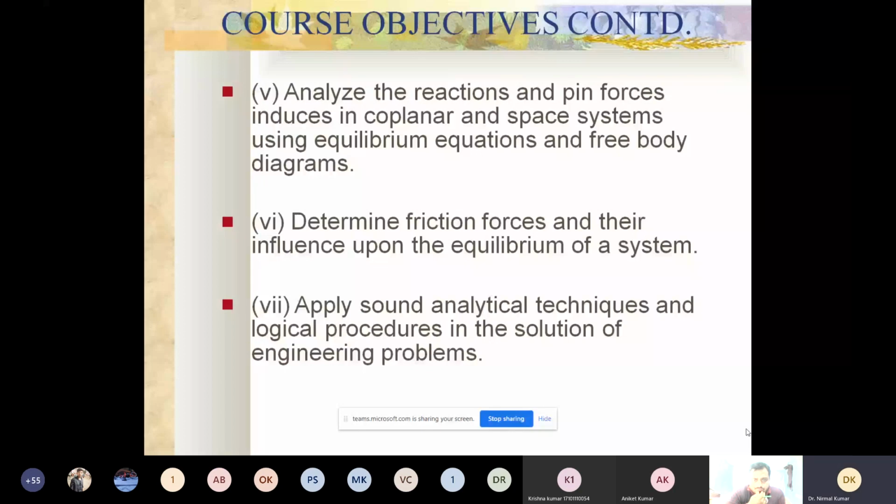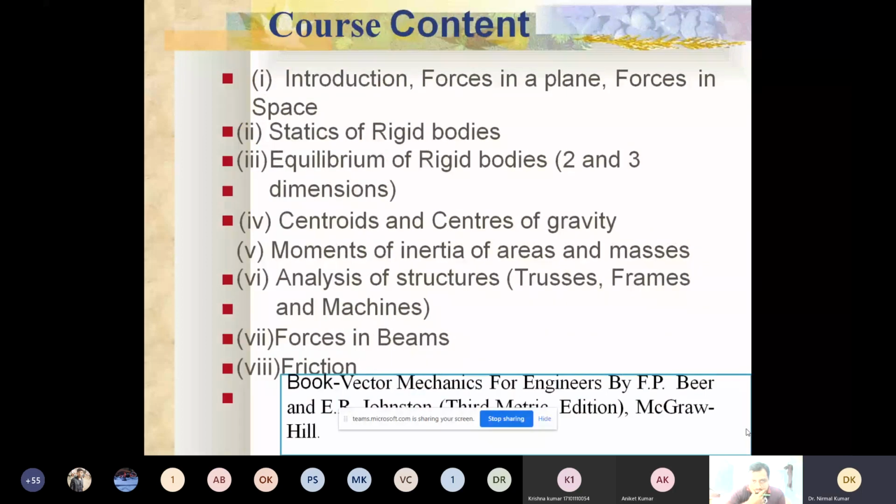Course content: introductions of forces in plane, forces in space, statics of rigid body we shall discuss, equilibrium of rigid body in plane and in space, in two-dimensional field and three-dimensional field, centroid and center of gravity, moments of inertia of area and masses, analysis of structure, trusses, frames and mechanics, forces in beams, frictions, and all these will be included and discussed in this course.